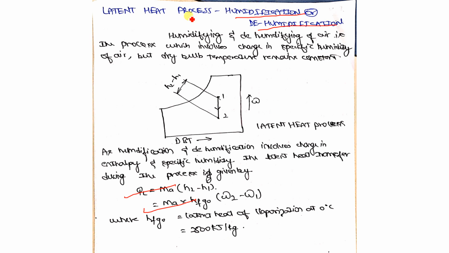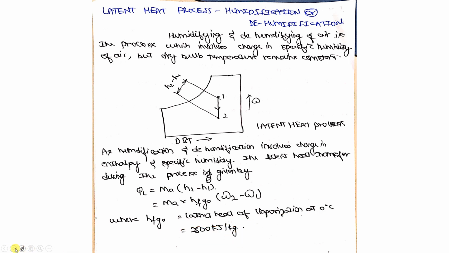Now remember this particular thing: latent heat of vaporization at 0 degree Celsius is 2500 kilojoules per kg. Note that value, it would be helpful in the problems. Now, this is the total heat process. What is the total heat process?